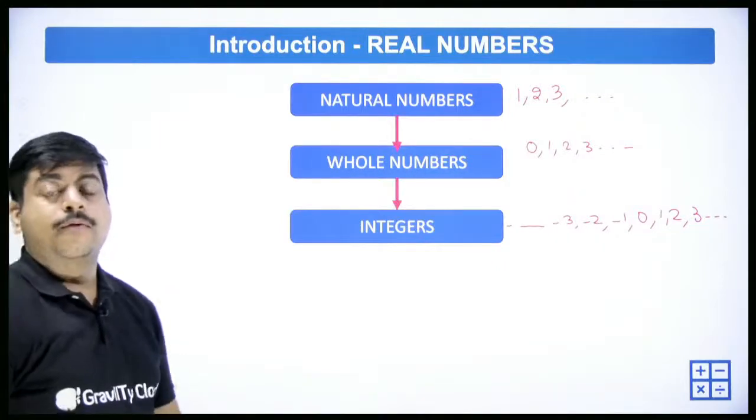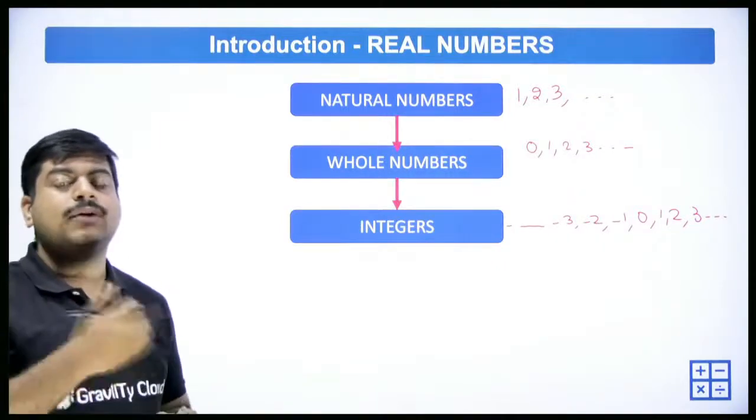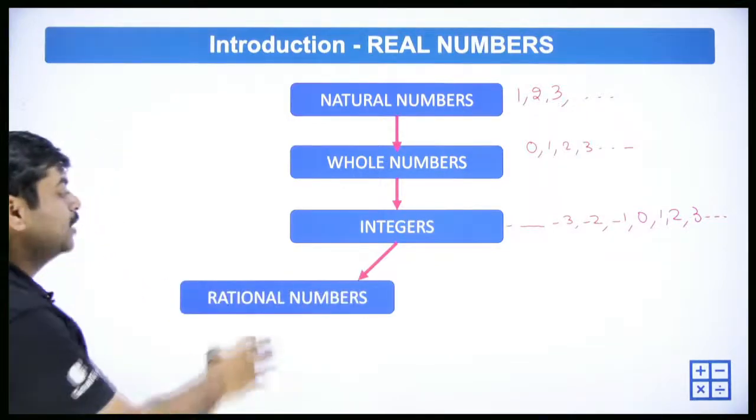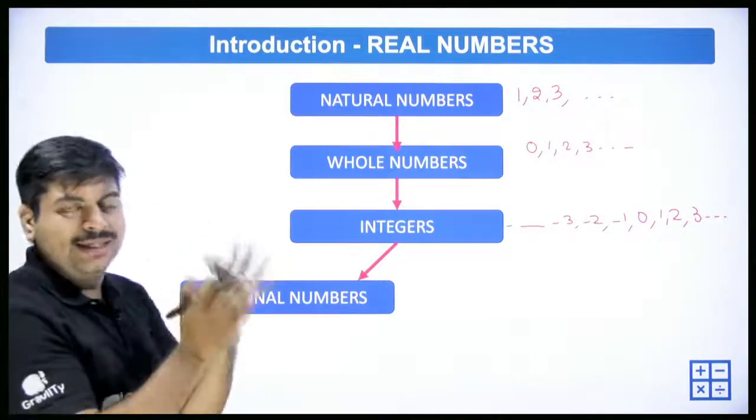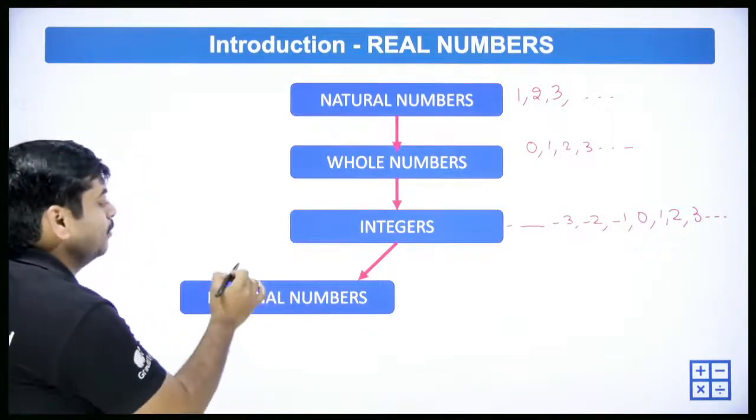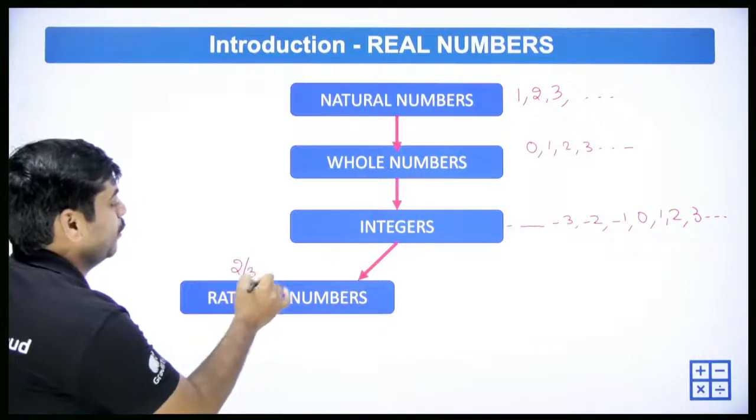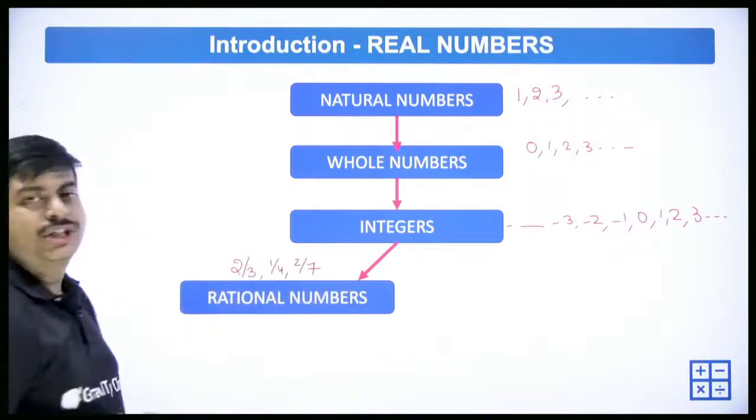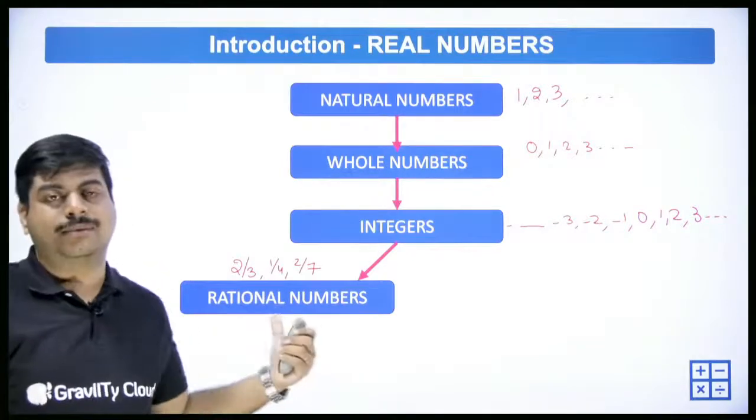Correct? From integers, we learned what are rational numbers. Rational numbers, once again, in today's class, let's discuss what are rational numbers. From integers, rational numbers will look like something like 2 by 3, 1 by 4, 2 by 7. All these fractions we can say are rational numbers.